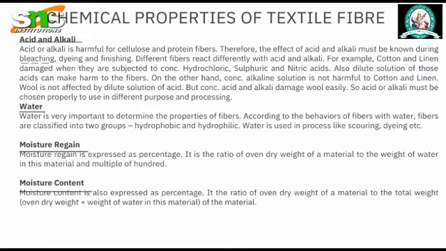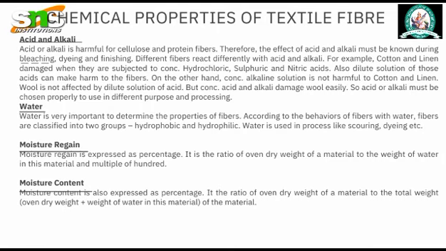Chemical properties of textile fiber. Acid and alkali. Acid or alkali is harmful for cellulose and protein fibers. Therefore, the effect of acid and alkali must be known during bleaching, dyeing and finishing. Different fibers react differently with acid and alkali.